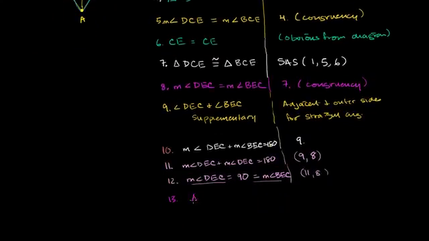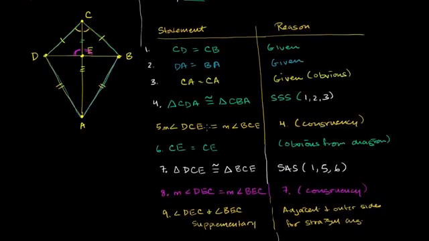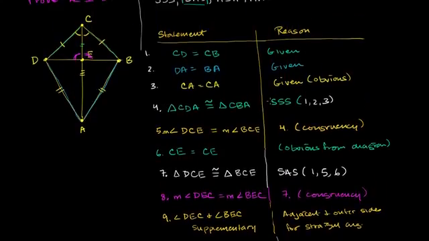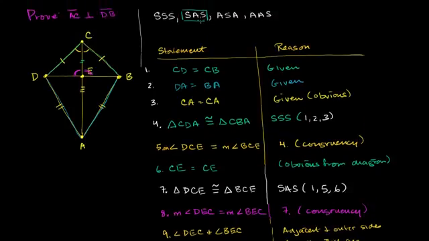AC is perpendicular to segment DB, and it comes straight out of point 12. And we're done. We've done a 2-column proof, and we have proven that this line segment right over here is perpendicular to that line segment right over there. We did it with the SSS postulate and the side angle side postulate.